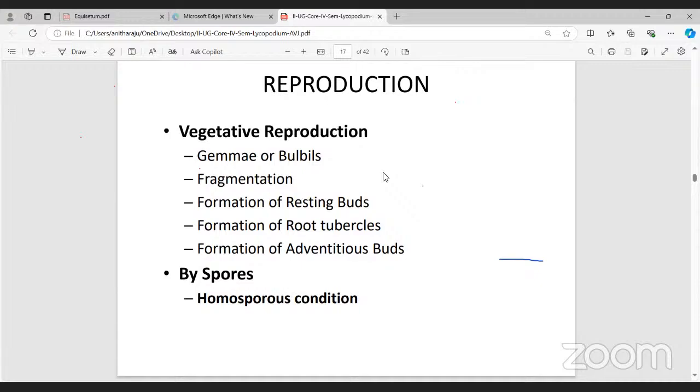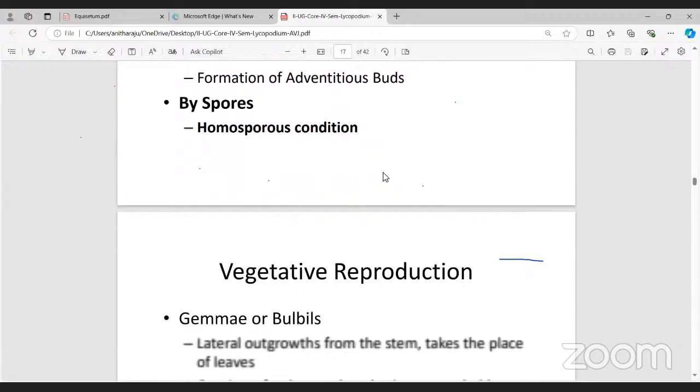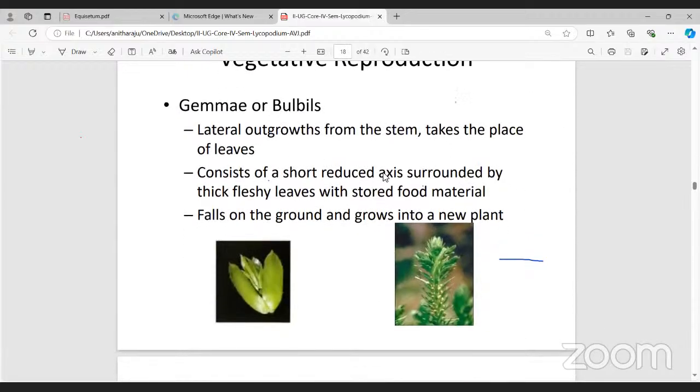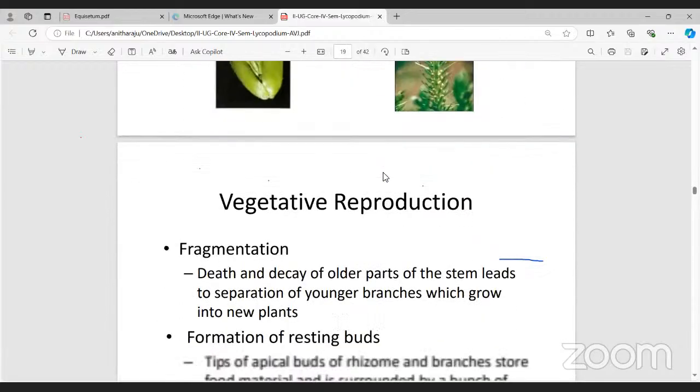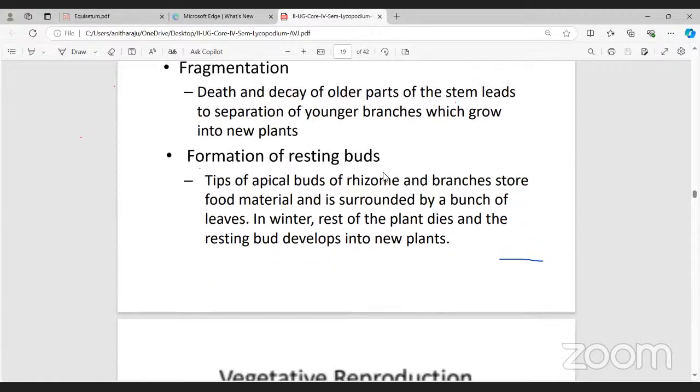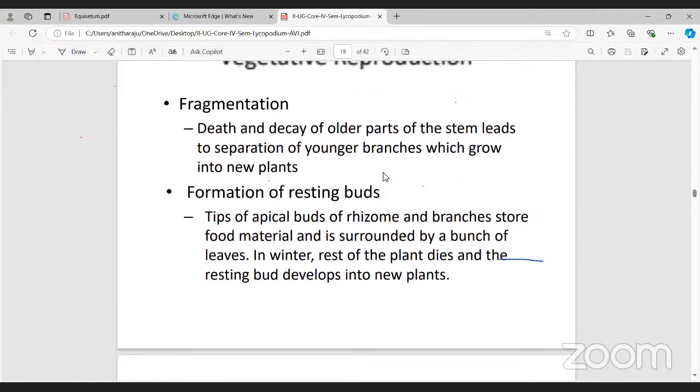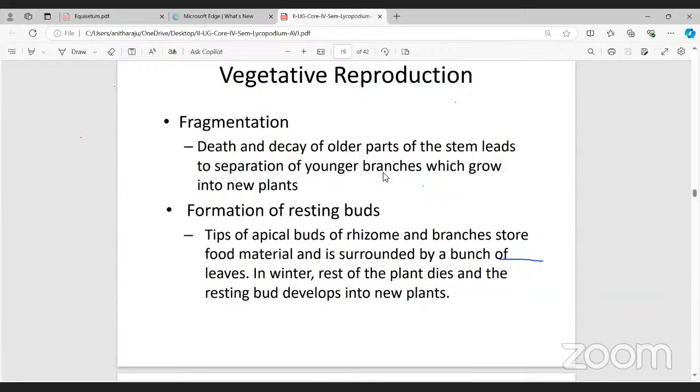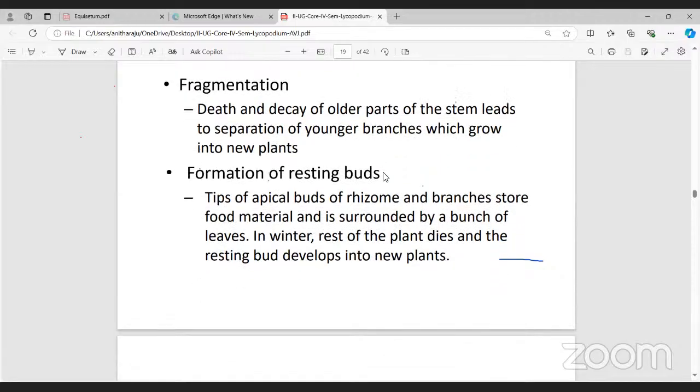Here we only discuss the spores and cones. You know how the cones are formed. Vegetative, leave it. Fragmentation means death and decay. That means if a Lycopodium plant stem breaks into pieces, every piece can grow as a new Lycopodium. That is called fragmentation.